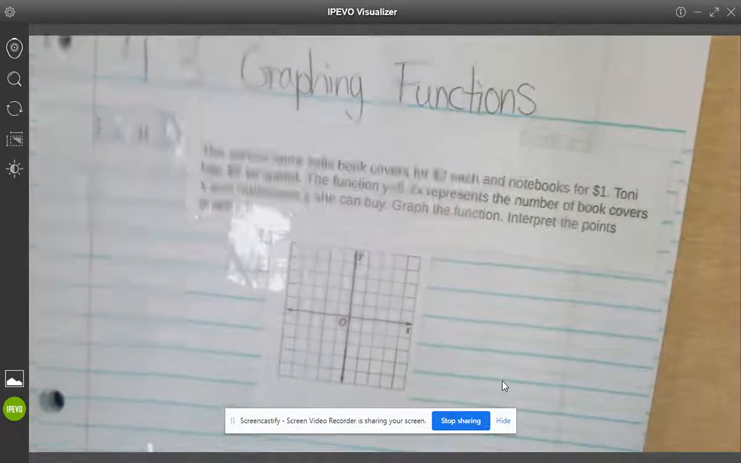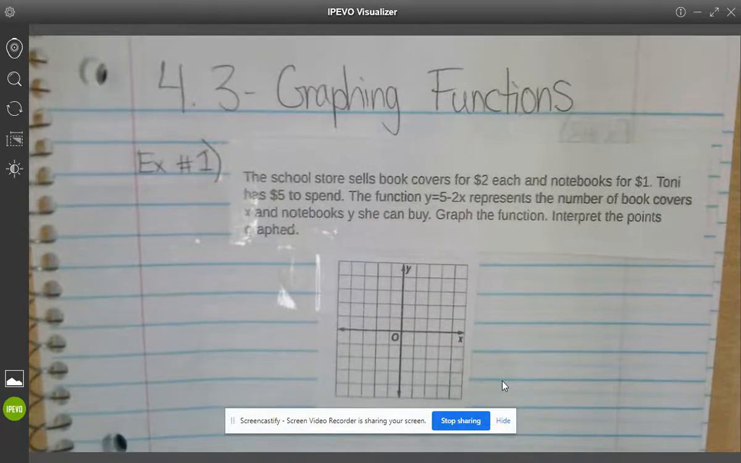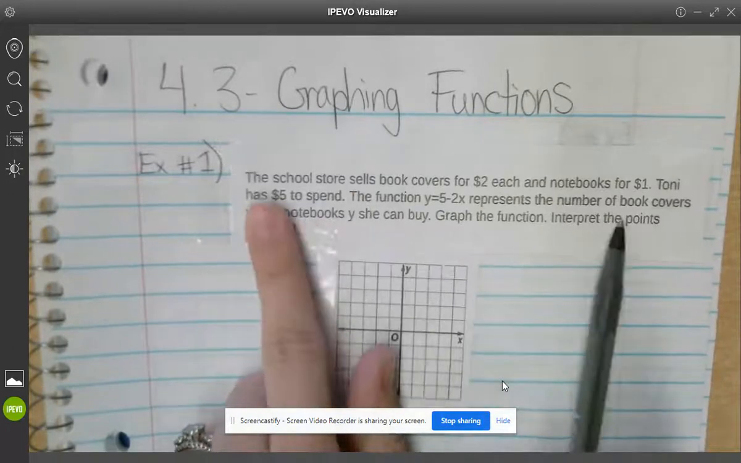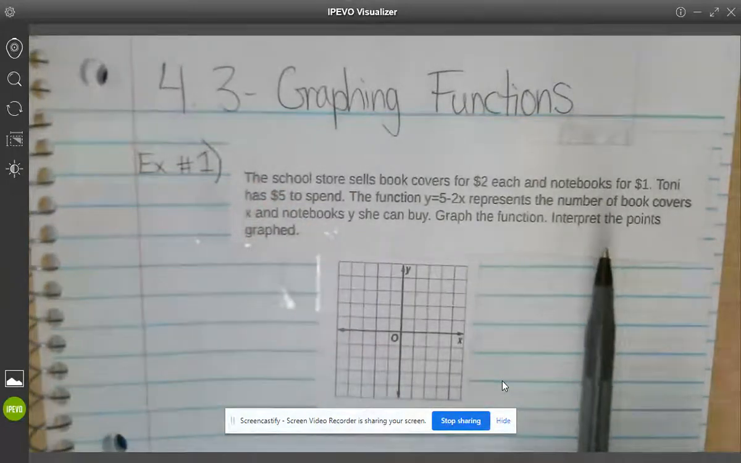Okay, so today we're going to be graphing functions, which is something that we've pretty much already done before. We're just kind of throwing it all together in one big lesson. So here's your first problem. You can pause this and glue that in if you have the notes.